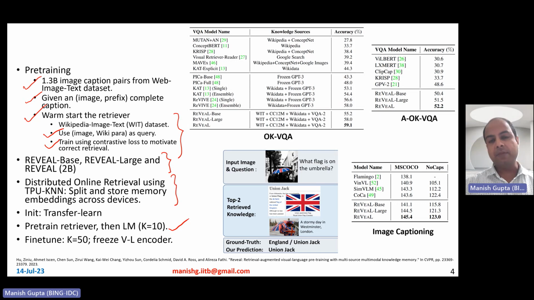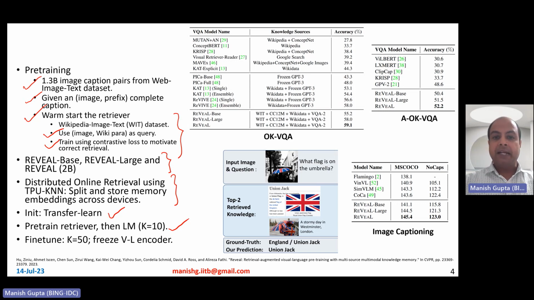The memory is distributed in nature, and therefore you do distributed online retrieval using the TPU-KNN method, which means that the entire memory is split and stored across devices, and the retrieval also happens first locally across those devices, and then the global top K is computed. All of these pieces in the architecture are appropriately initialized using transfer learning. For example, the visual linguistic encoder is initialized using a T5 model. The attention fusion layers as well as the upper T5 models are initialized using the upper layers of the pre-trained T5 encoder model.